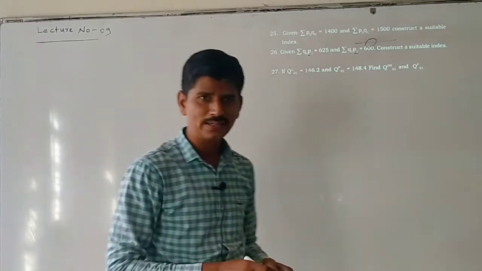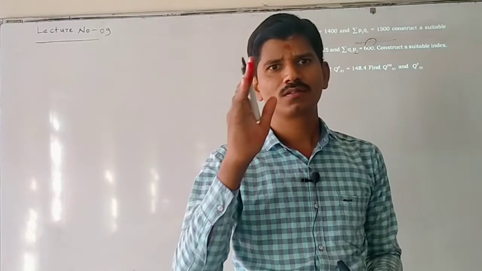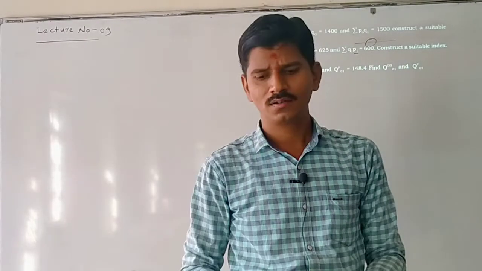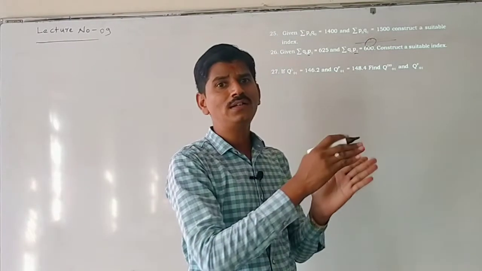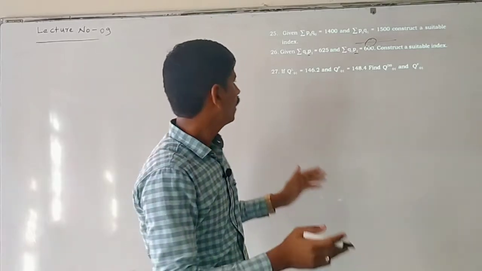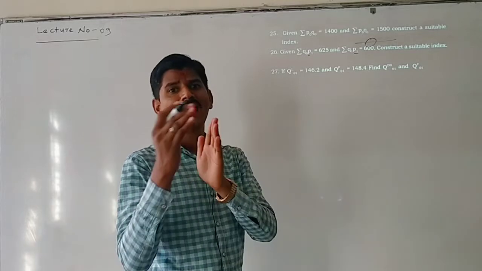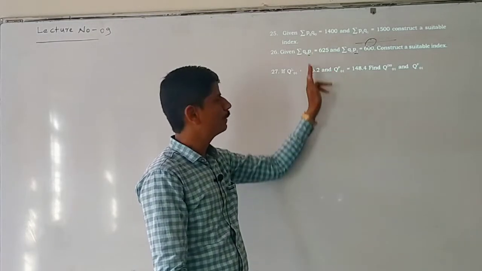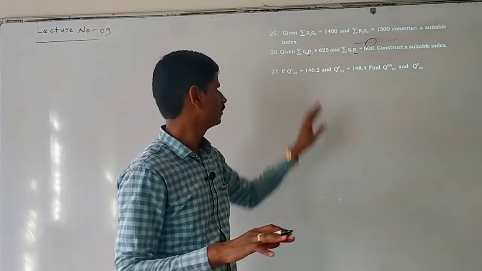See here once again, Q0 deals with Laspeyres. Suppose they are given only Q0, then you have to apply Laspeyres' price index number. And suppose they are given Q1, then you have to apply Paasche's price index number. Suppose they are given P0, then you have to apply Laspeyres' quantity index number. And suppose they are given only the P1 value, then you have to apply Paasche's quantity index number.